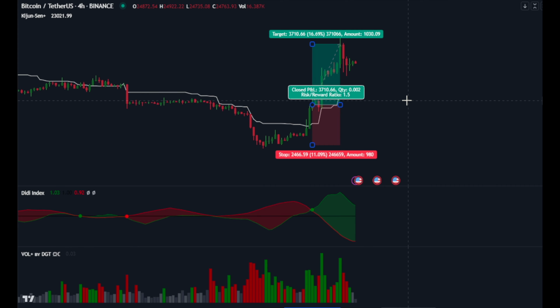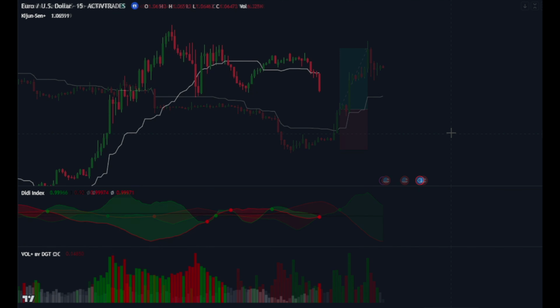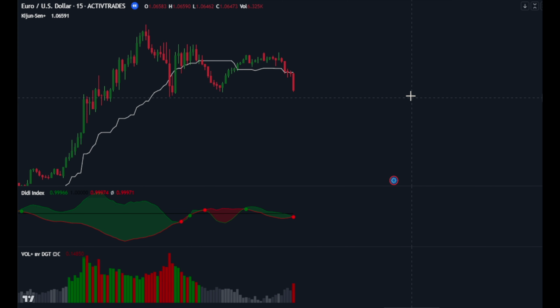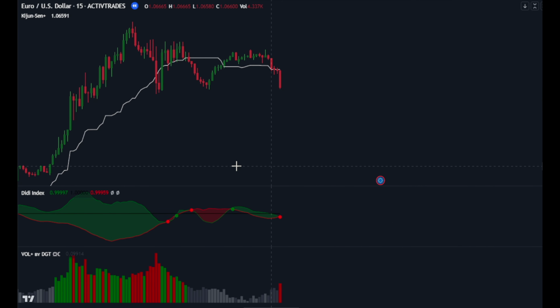Now we will see an example of a short trade. Now we are in Eurodollar with time frame of 15 minutes. We will see how to take a short trade. First, the price must be below the Kijun-sen. Second, the DD Index should show us a bearish signal. This is seen when a red dot appears at the cross.